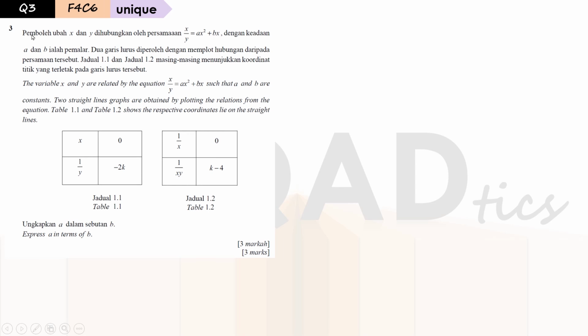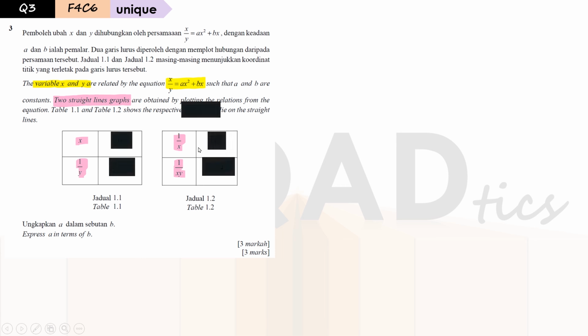For the third question, it says the variables x and y are related by this equation, and using this equation, it can form two straight lines using the axis of these, right? So for the first graph, it's x and 1 over y. The second graph is 1 over x and 1 over xy. And when we are drawing the graphs, these would be the coordinates on that graph.